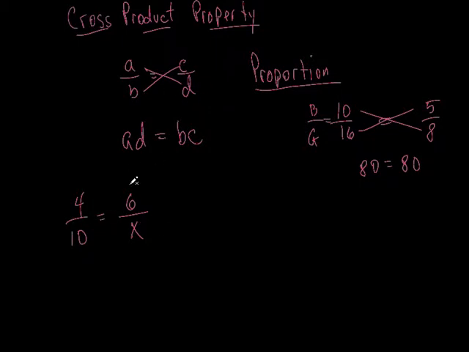We cross multiply. And that's how I'll refer to it. I probably will never say the cross product property or the product of the means and the extremes. I'll probably just say what? Cross multiply. And that's good for you because that's what you're used to hearing anyway, isn't it? Okay, good. So we cross multiply.